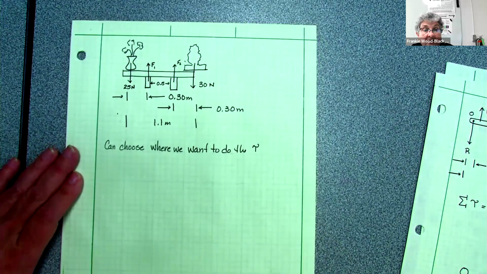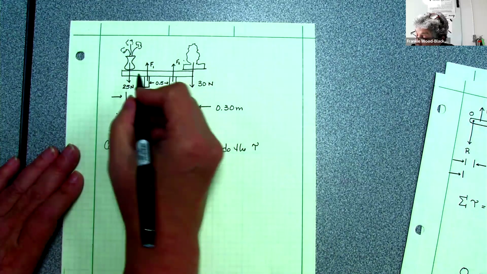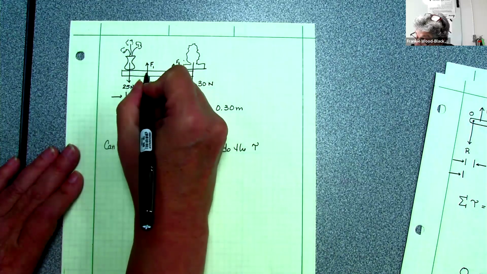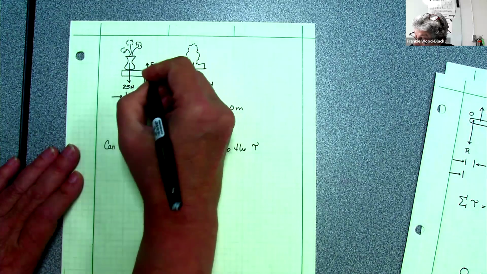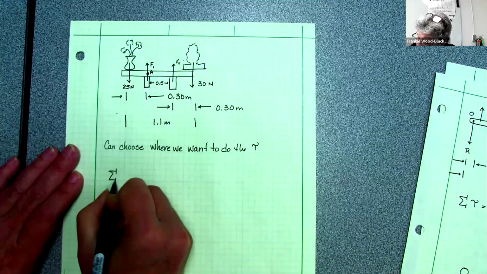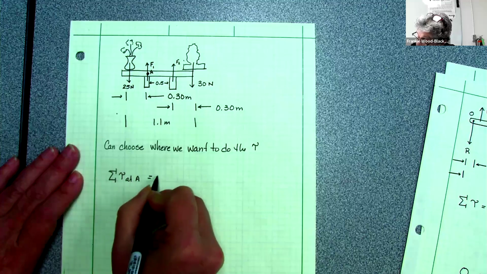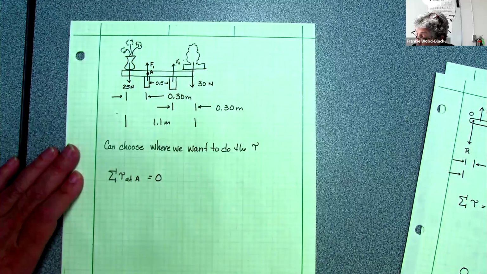We can choose where we want to do the torque. So I can start here and say I want to do my torque around this point, and we're going to call that point A. So the sum of the torques at A has to equal 0 because we're in equilibrium.